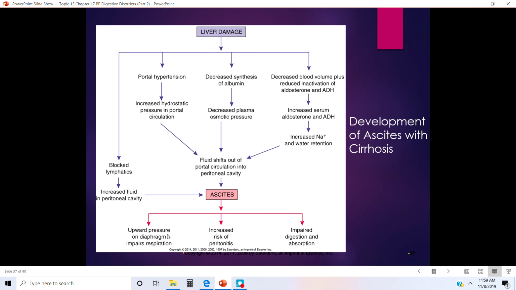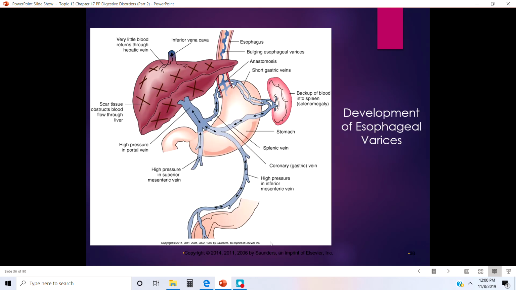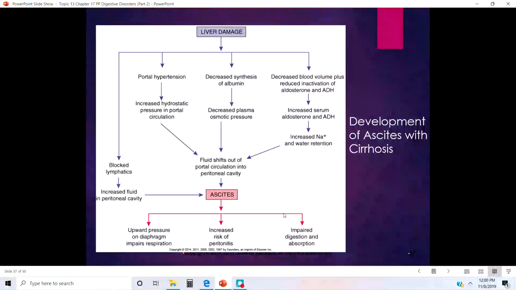So the ascites causes a bunch of different problems itself. It causes upward pressure on the diaphragm, and now the patient will have difficulty breathing because, again, remember the diaphragm is our main muscle of inhalation. It'll cause an increased risk of peritonitis, which is an inflammation of the peritoneum, and also impaired digestion and absorption. Okay, so both of these pictures are really good to understand. This is going to be the development of the portal hypertension and its effects, and the development of ascites and its effects.